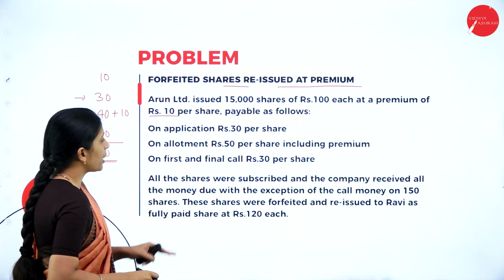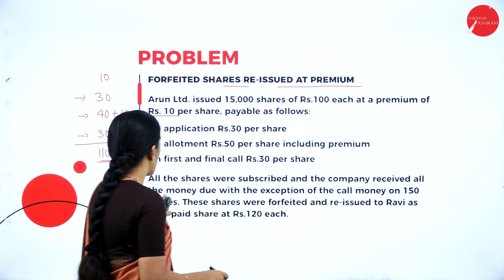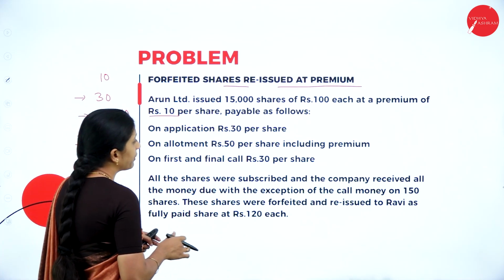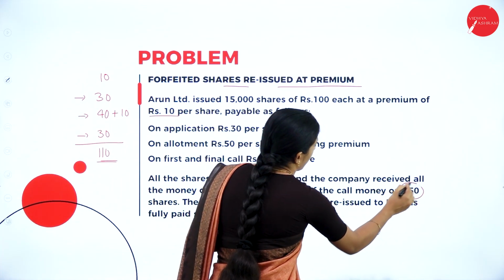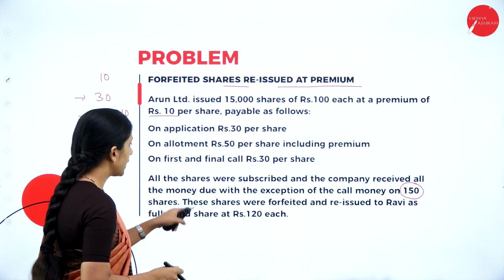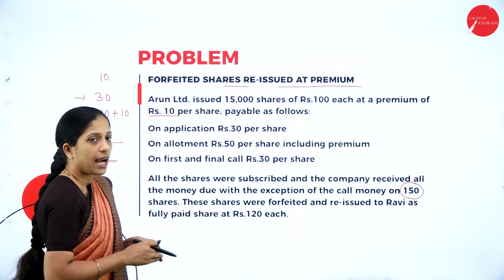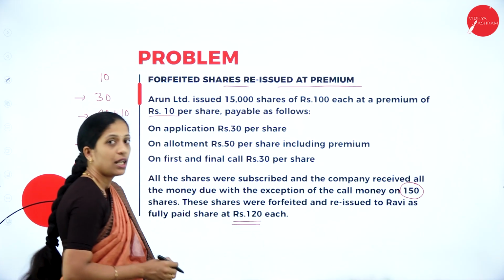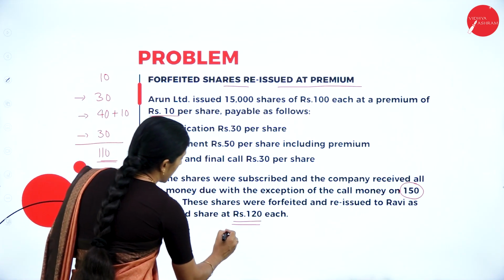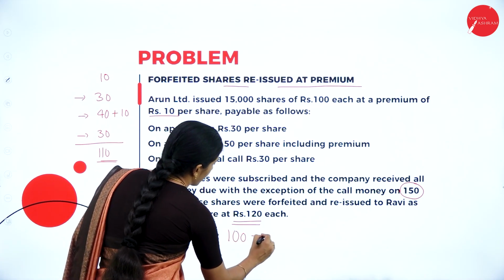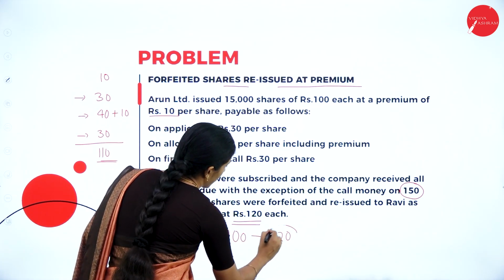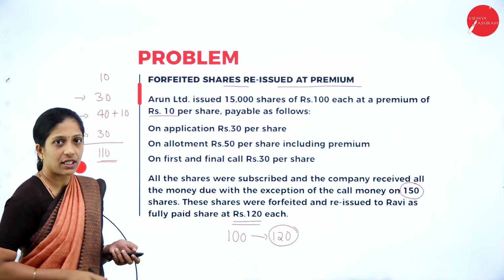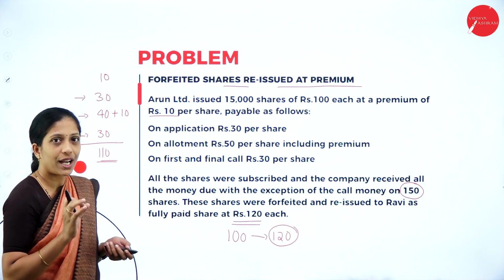All the shares were subscribed and the company received all the money due with the exception of call money on 150 shares. Here 150 shareholders have not paid their first and final call money. These shares were forfeited and reissued to Ravi as fully paid up at rupees 120 each. Now, the exact value of share is 100, but they are going to reissue at 120, which means that the shares are reissued at premium. So, hope you are clear with the question. Now, we shall directly go through the entries.